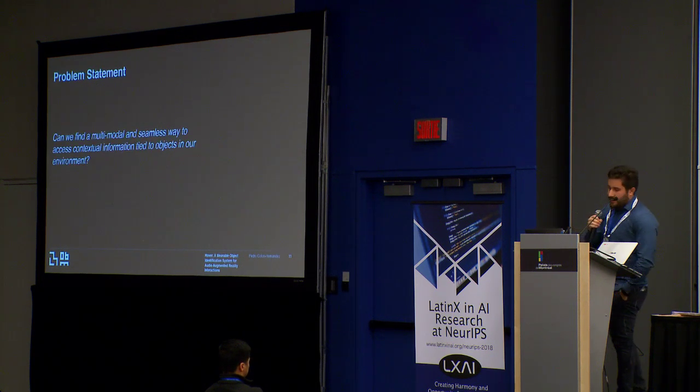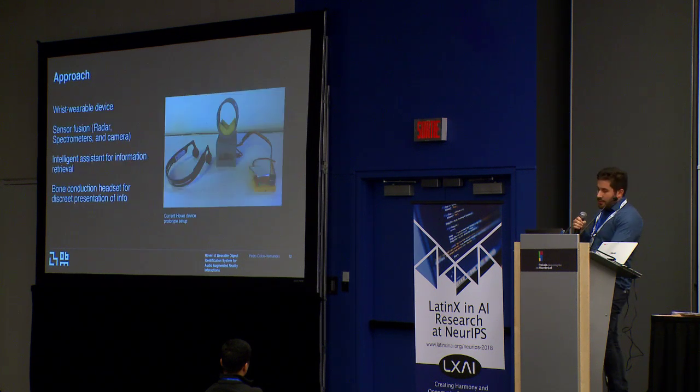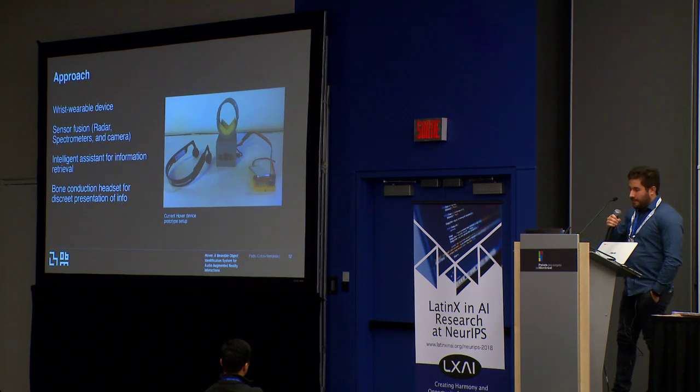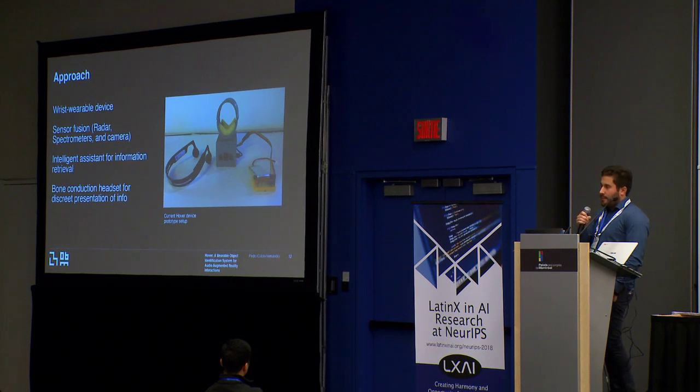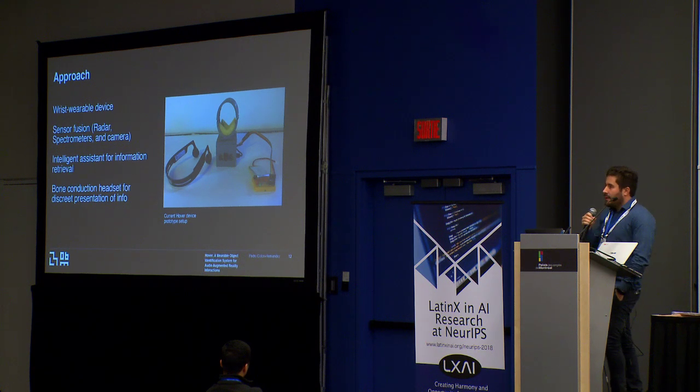So with these things in mind, I set out and wrote this question to guide me: can we find a multimodal and seamless way to access contextual information tied to objects in our environment? To address this problem, I made this device called Hover. It's a wrist-wearable device that uses a fusion of sensors, in this case a radar, some spectrometers, and a camera, to get a reading of an object.